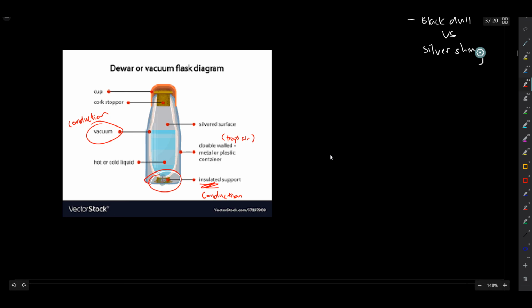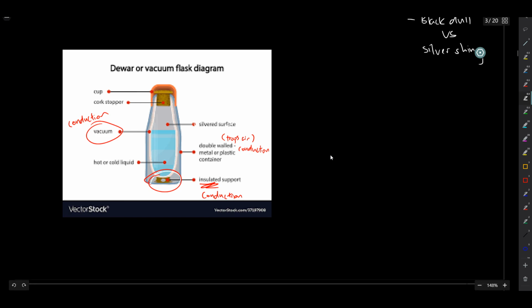Then, as the insulated support tries to transfer heat to the environment, it needs to go through another layer of insulator. Even though it's a metal container, in between the two metal containers is air, and air is an insulator. So all these are for conduction. I'm just going to write here conduction. Not really going to write out the answer.